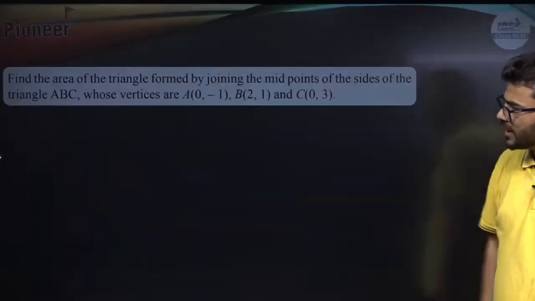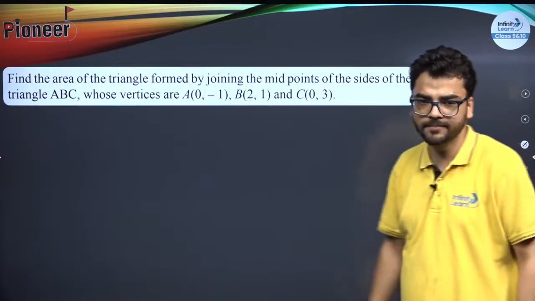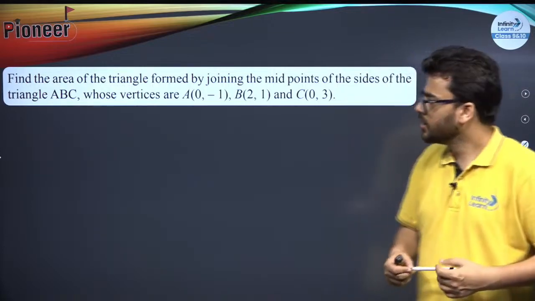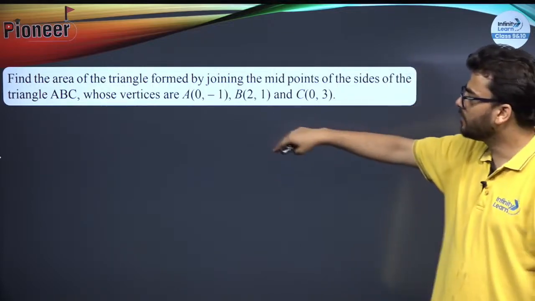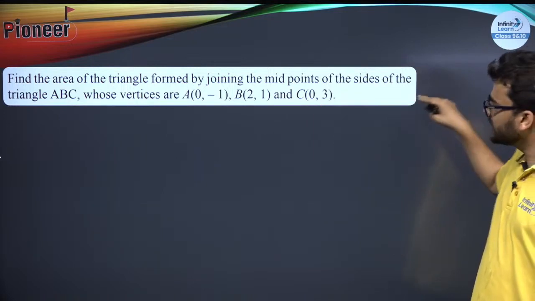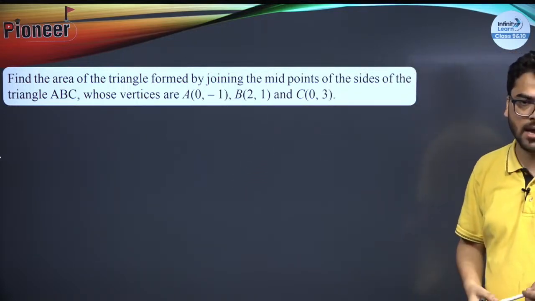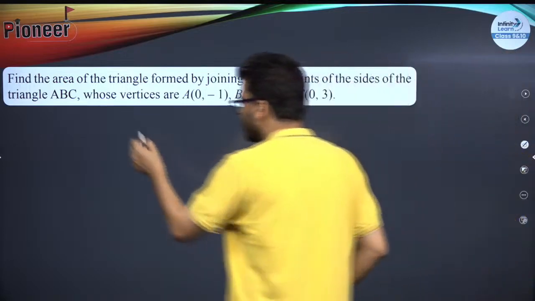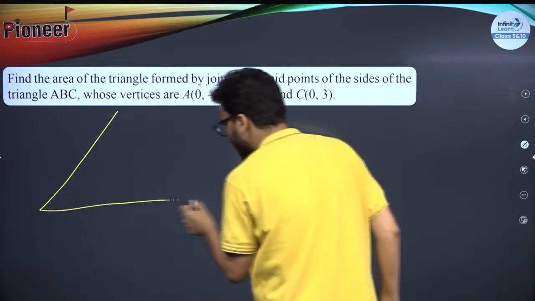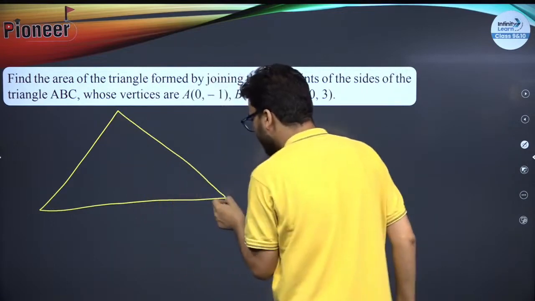So let's move on to the next question, guys. Can you try doing this one? So we have to find the area of the triangle formed by joining the midpoints of the sides of this triangle whose vertices are given to us. So you have to first understand one theory which you must have done by now, but still if you haven't done it, you can understand it.